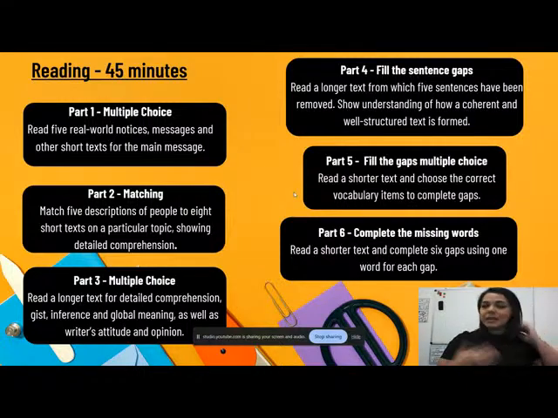Now, normally, in my experience anyway, the reading, the writing, and the listening parts are done on the same day. Okay, the reading, which is 45 minutes, is done first, followed by the writing, which is also 45 minutes, and the listening, which is usually approximately 30 minutes.